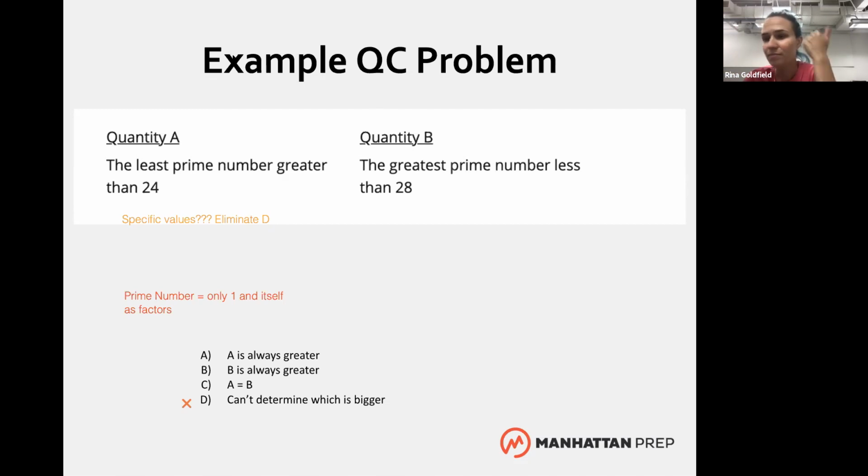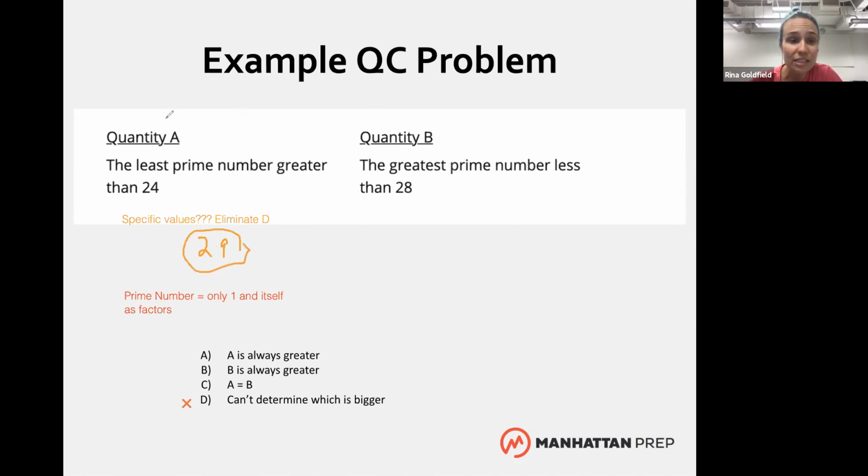So 25, it's divisible by 5. 26, it's even, it's divisible by 2. 27, it's divisible by 9. 9, 18, 27, if we're doing our 9s times tables. And 28, divisible by 2, it's even. So 29 is our least prime number greater than 24. So 29 is going to be our specific value here.